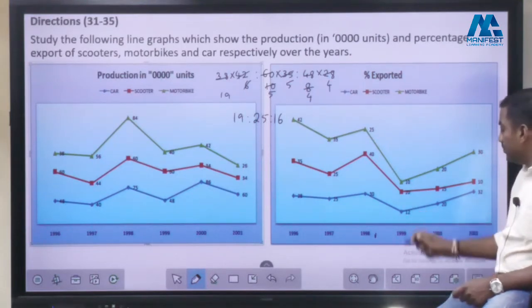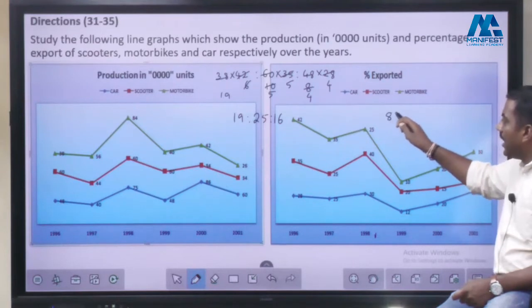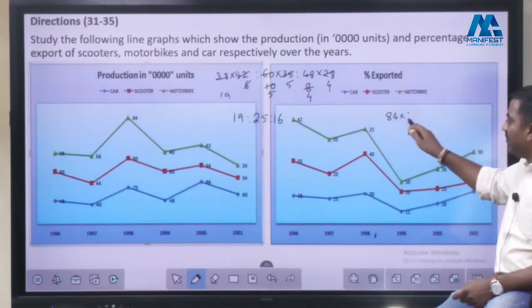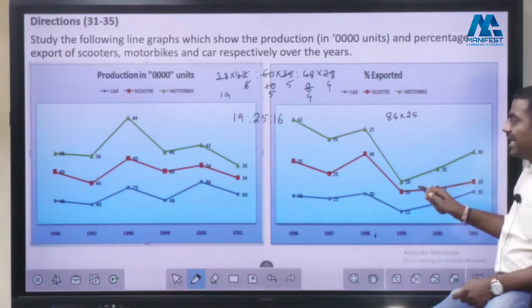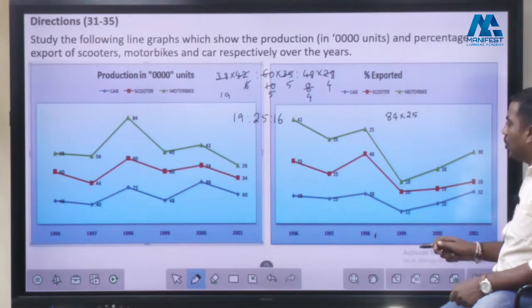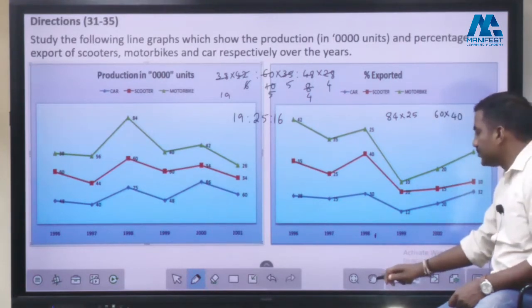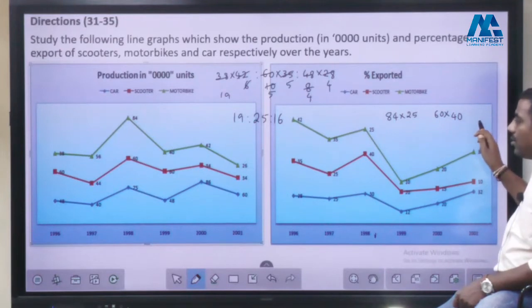Yeah. So here, first thing is, as I had solved earlier in 1998, 8,40,000 into 25, right? Then for this one, for scooters, 6 lakhs into 40%. That is 60 into 40. And finally, for what? Cars, 75 into.